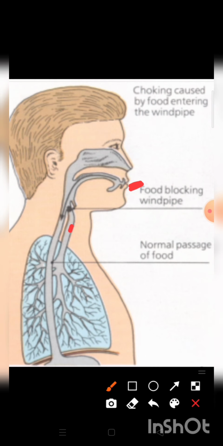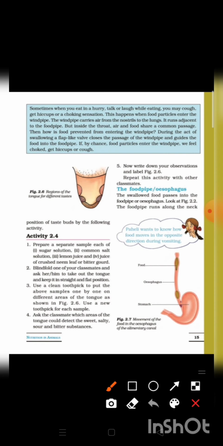During the act of swallowing food, a flap-like valve closes the passage of the windpipe and guides the food into the food pipe. If by chance food particles enter the windpipe, we get hiccups or cough. So basically, for the first compartment of the alimentary canal, that is the buccal cavity, we have learnt about different types of teeth, digestion of the starch part by saliva, function of the tongue, etc.